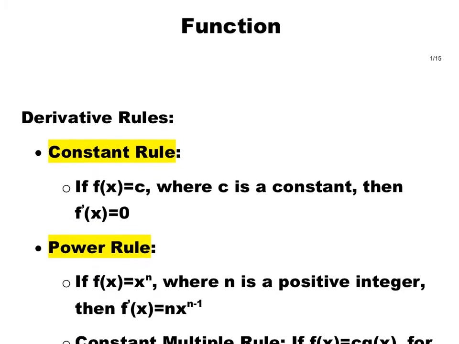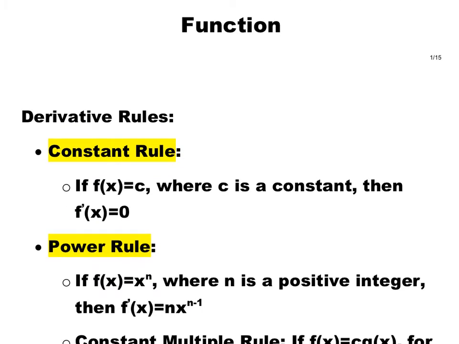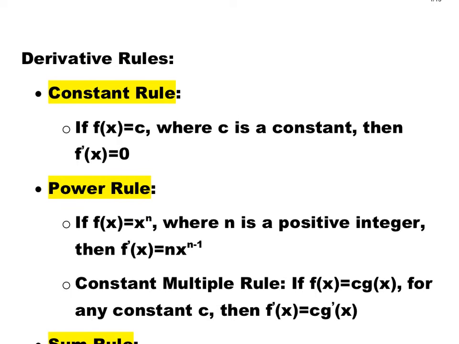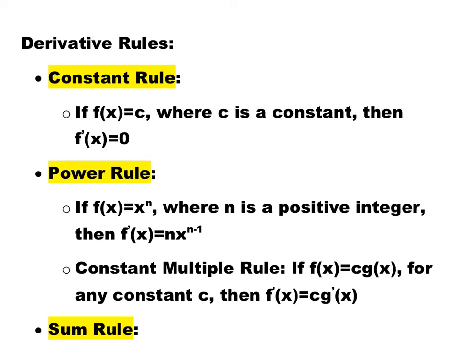The next rule says that if you have a monomial of the form x exponent n, where n is a positive integer, then the derivative of the function is n times x exponent n minus 1. And another extension to this rule says that if you have a constant times a function, then the derivative is the constant times the derivative of the function.